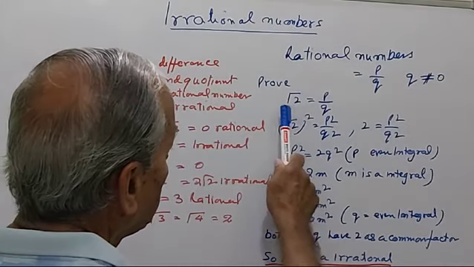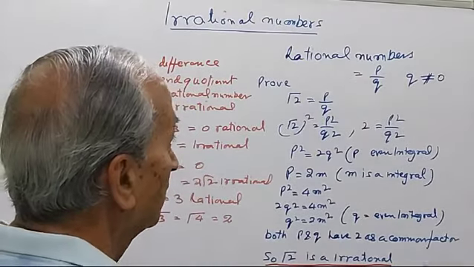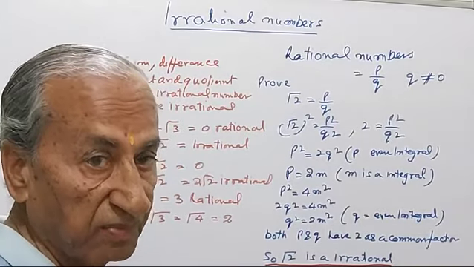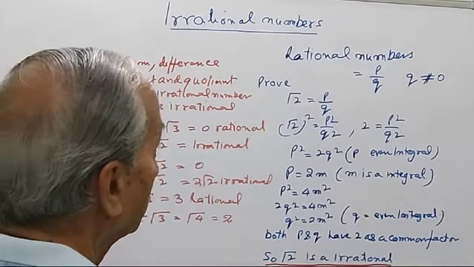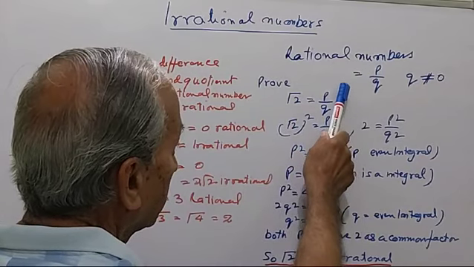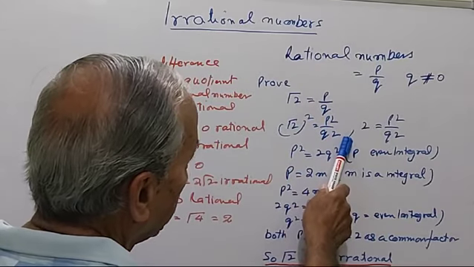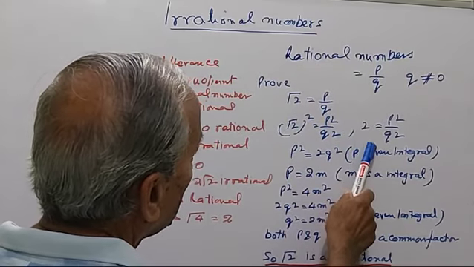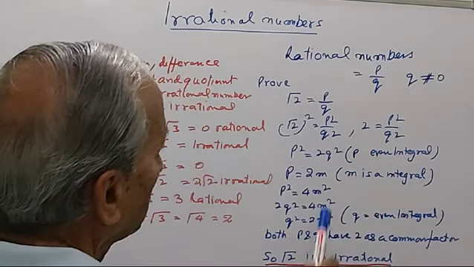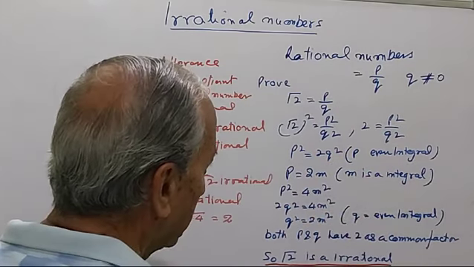See, we will try to prove root 2 as a rational number, and if I can prove root 2 is a rational number, it will be rational, otherwise it will be irrational. Suppose root 2 is a rational number, it should be written in the form of p upon q. Now on squaring both sides, 2 is equal to p square upon q square. So p square is equal to 2q square, where p is an even integer.